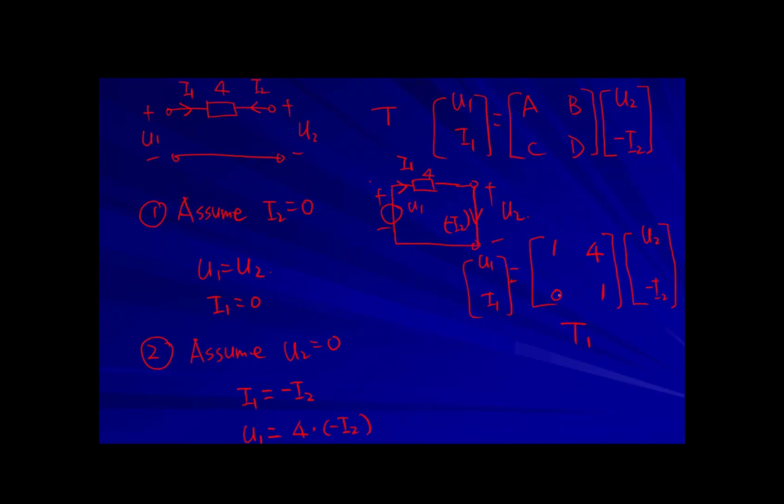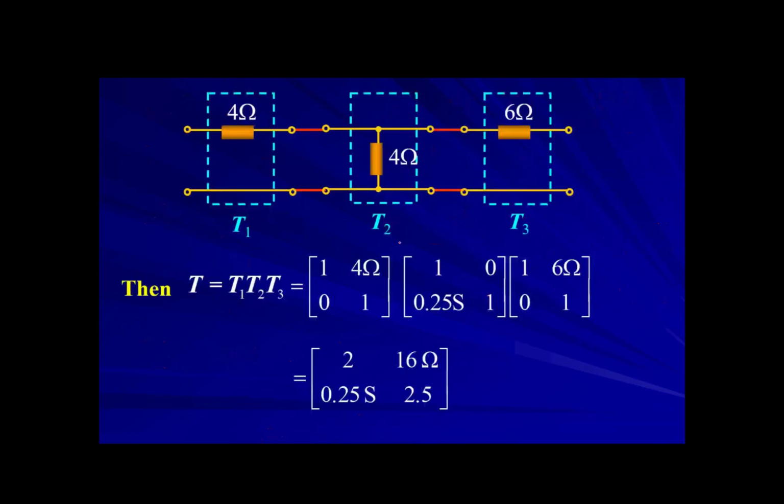So T1 is [1, 4; 0, 1]. Pay attention, everybody should know how to write the T1 and how it comes from. For the 6 ohm, it will be [1, 6; 0, 1]. For this circuit, we use the same method and we can write the T parameter. This is T2. Pay attention, everybody: I have taught you how to write the T1 and T3. You should write this T2 yourself. This is important for you.